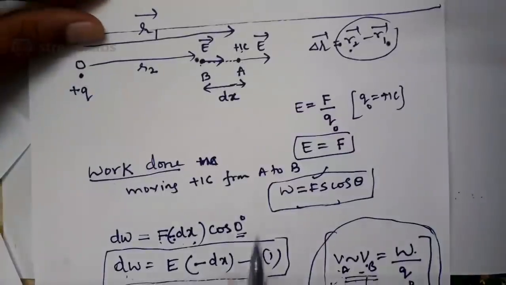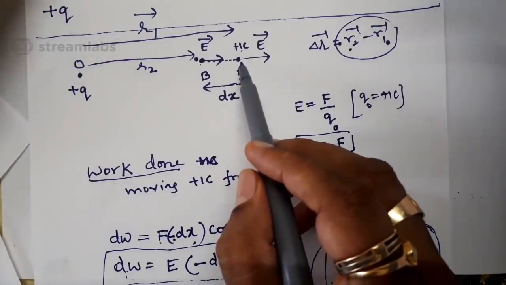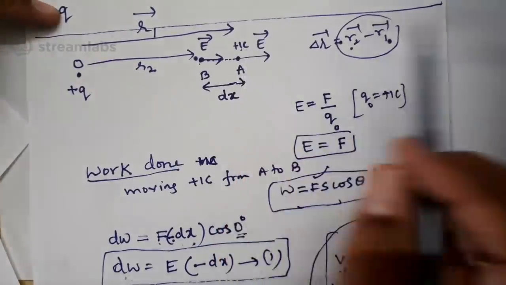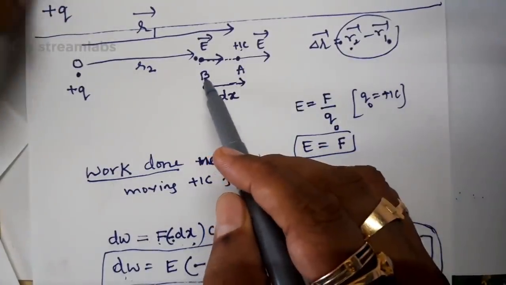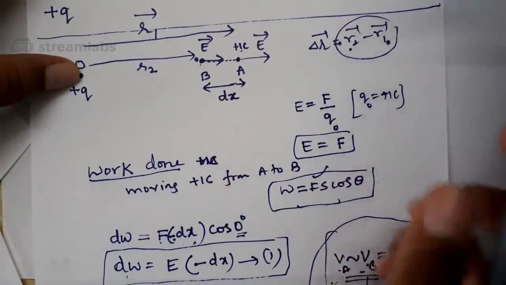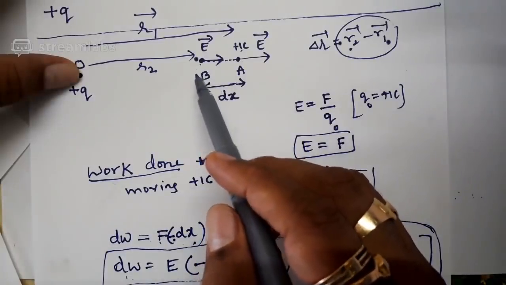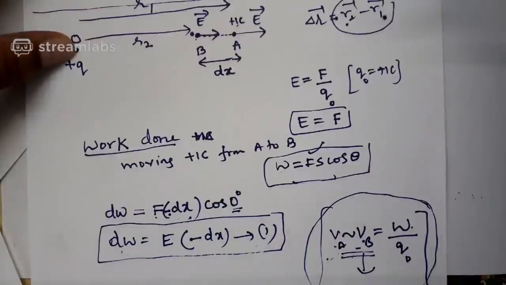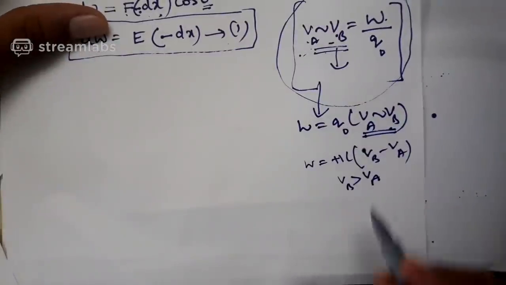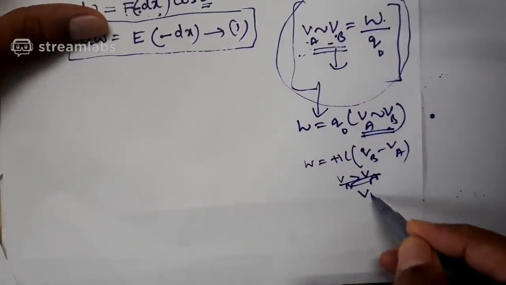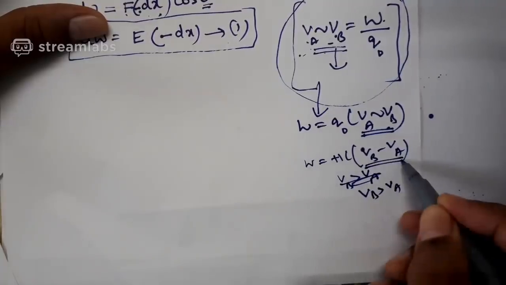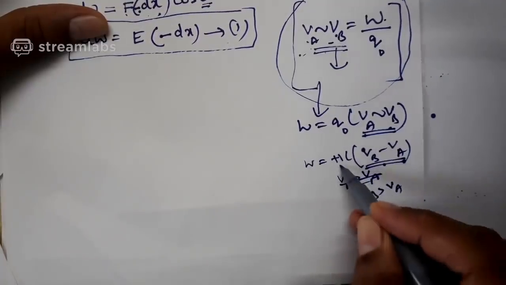From the earlier discussion, VA is the potential at A. It is the work done in moving a unit positive charge from infinity to A. VB is the potential at B. It is the work done in moving a unit positive charge from infinity to B. In which case are you doing more work? B, right? VB is greater than VA in the example. When VB is greater than VA, surely this answer is positive. Plus 1 coulomb is positive.